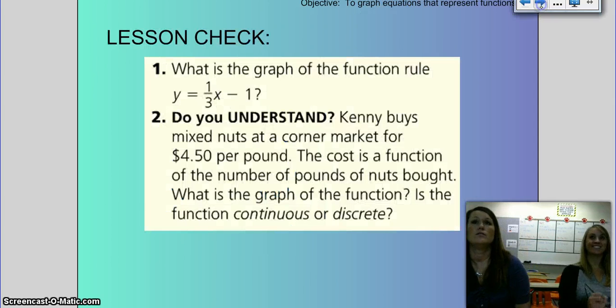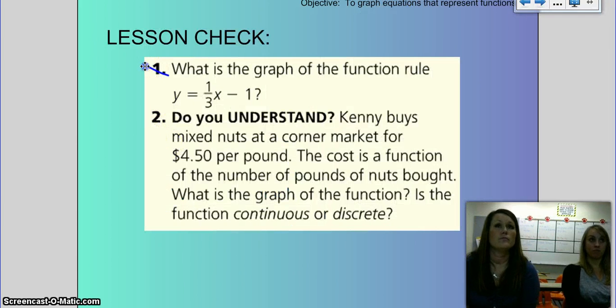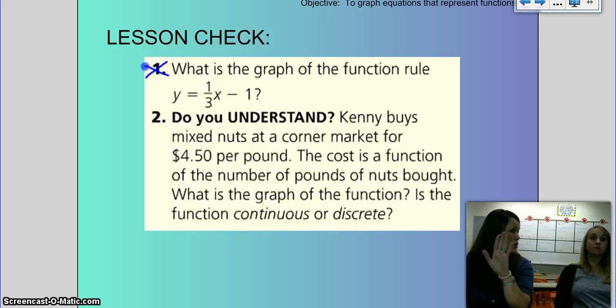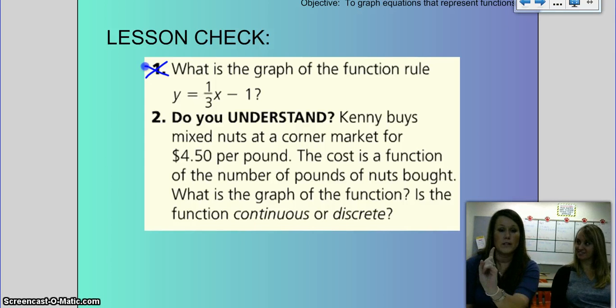We've already done one. You do two. You should have a graph on there. So check this out and then decide, is it continuous or discrete? And we should see either connected dots or not.